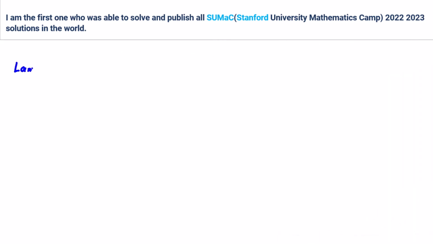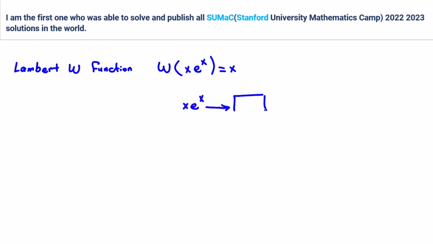Have you heard of the Lambert W function? I think I heard of it before, but I don't really know. Okay, it is this. Only pay attention that if you take this function from x e^x, it will be x. So x e^x is the input of the Lambert W function, and the output is x. Now we want to use this to solve a problem.